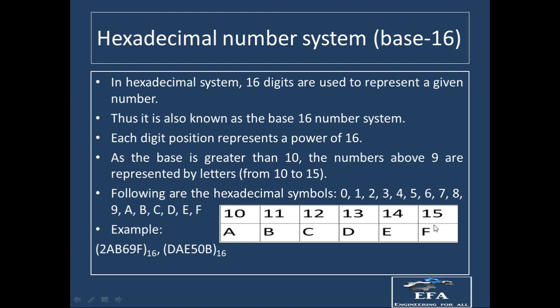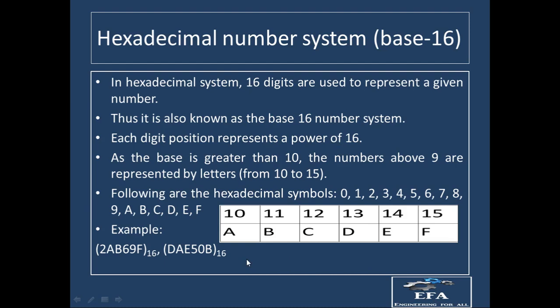So when we talk about the hexadecimal number system, the range will be from 0 to 15, but from 0 to 9 it will be the numbers, and from 10 to 15 the numbers will be replaced by letters. Therefore, we can see over here, for 10 we have to use A, for 11 we have to use B, for 12 we have to use C, for 13 we have D, for 14 E, and for 15 we are having F.